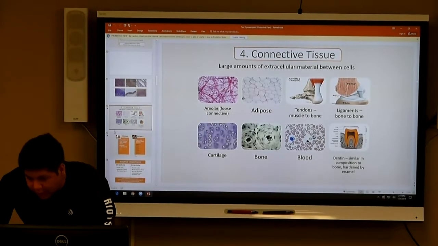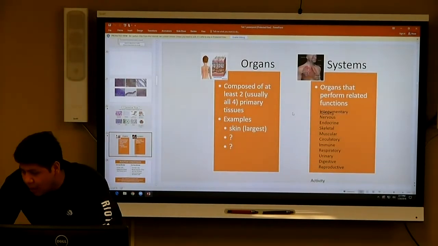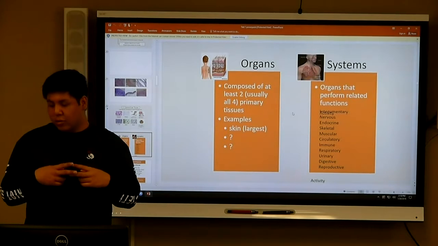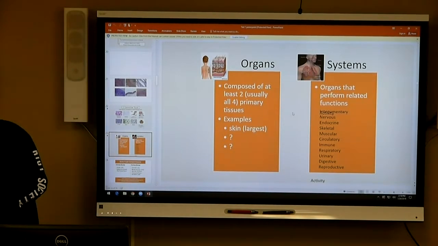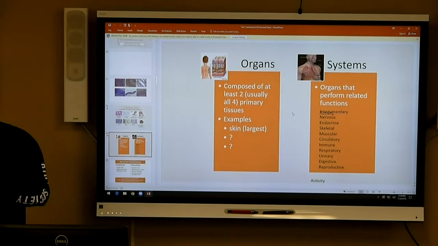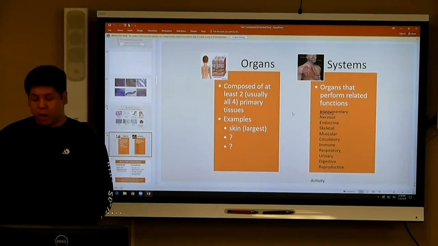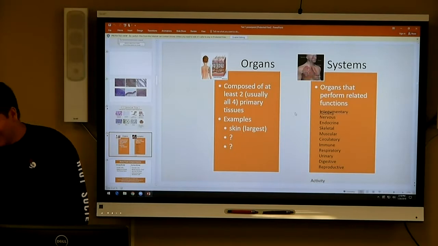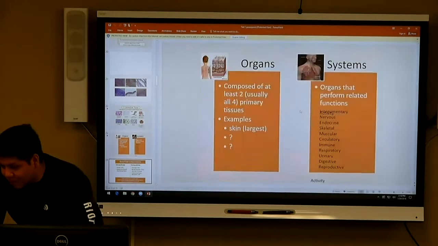Let's go to the next one. Organs are composed of at least 2, usually all 4 primary tissues. Examples: skin, heart, and the lungs. That's what those question marks were for.